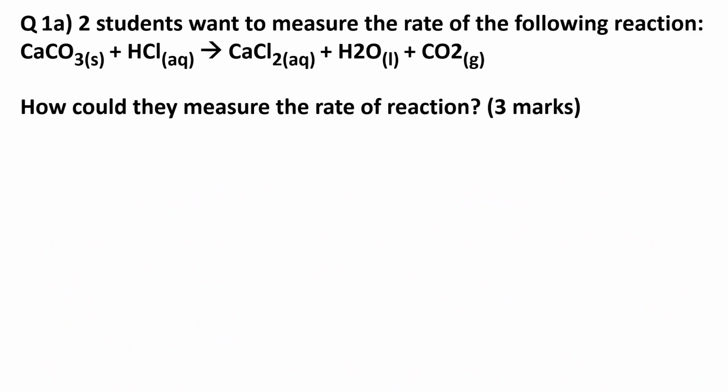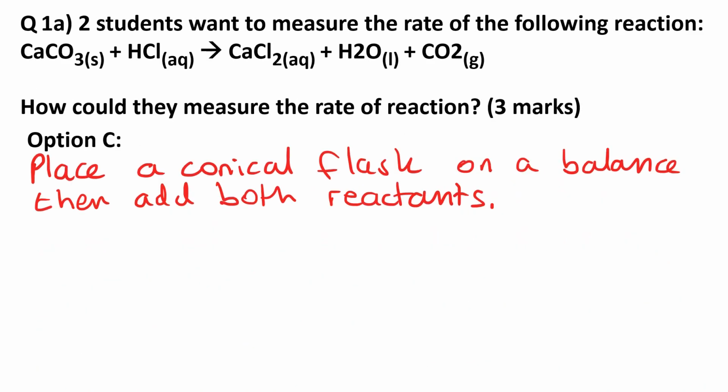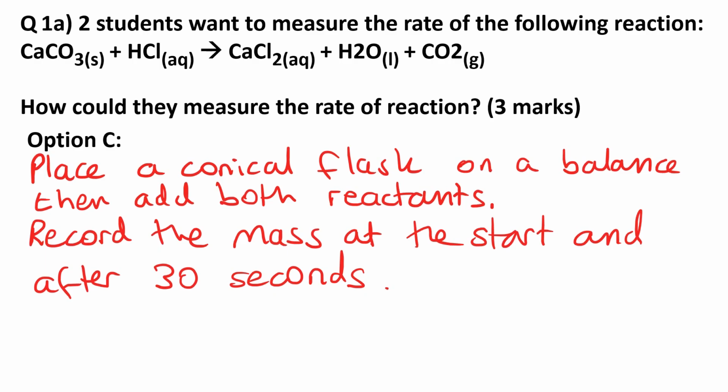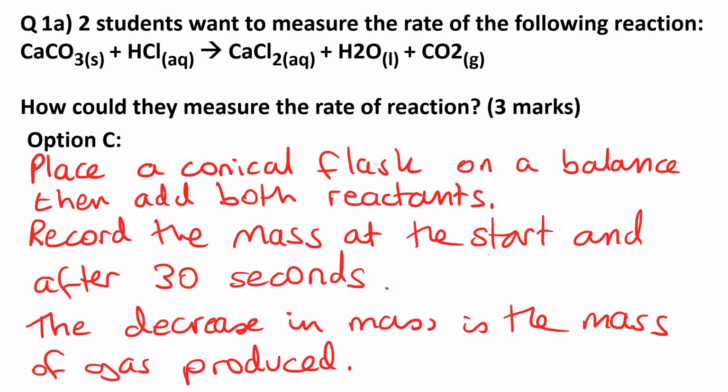And the third option would be to use the decrease in mass method. So you would place a conical flask on a balance and add both reactants. You'd record the mass at the start and after 30 seconds. The decrease in mass is equal to the mass of gas produced. And you'll notice with all 3 methods, it's important there's a time element. So whether you're measuring the volume of gas or the mass of the gas, you must do it for a certain length of time.